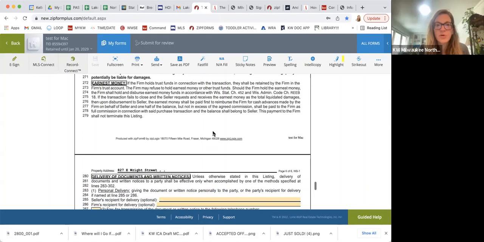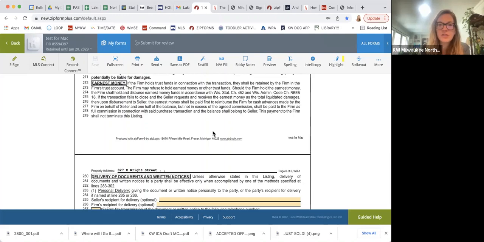Earnest money. The firm holds trust funds in connection with the transaction. They shall be retained by the firm in the firm trust account. The firm may refuse to hold earnest money or other trust funds. Should the firm hold the earnest money, the firm shall hold and disperse earnest money in accordance with Wisconsin Statute Chapter 452. The transaction fails to close and the seller requests and receives the earnest money as the total liquidated damages. Then upon the disbursement to seller, the earnest money shall be paid first to reimburse the firm for cash advances made by the firm on behalf of the seller and one half of the balance. I'm not going to go through the rest of that.